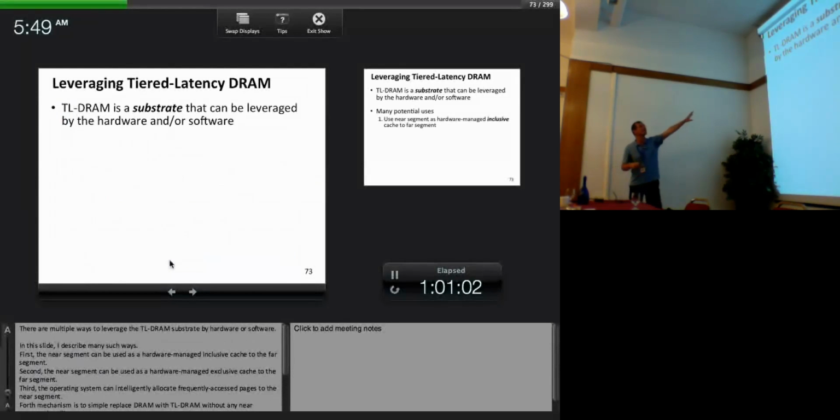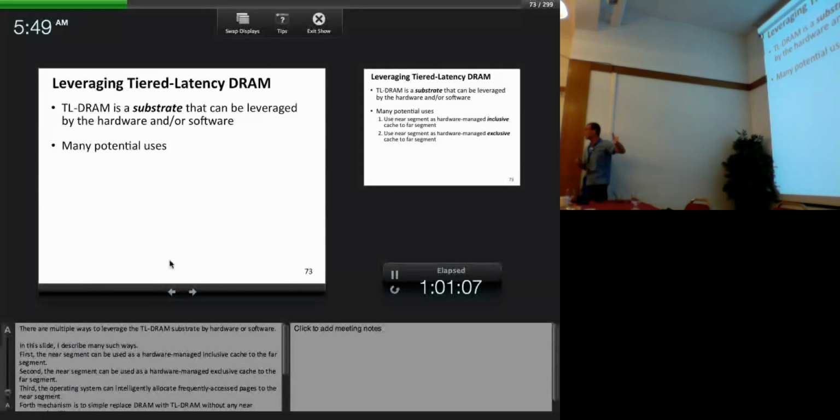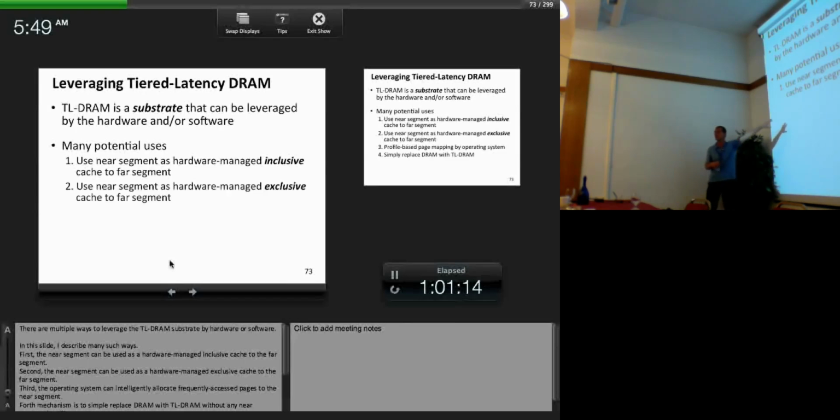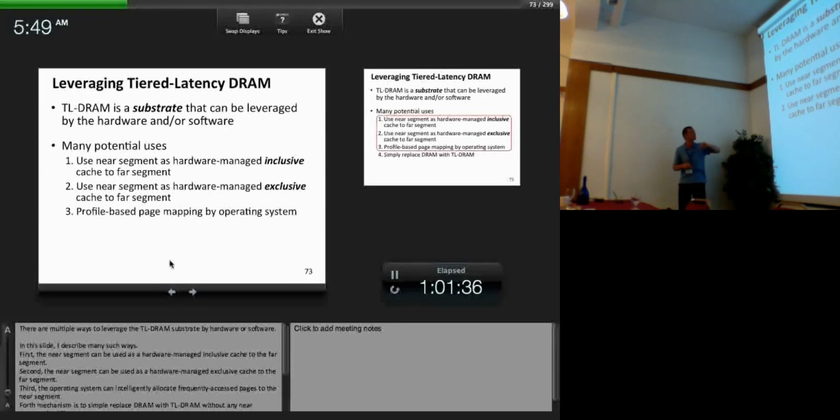So this is actually a substrate that can be leveraged by the hardware or the software. And there could be many potential uses. I'll discuss one potential use as cache. So you can use the near segment as hardware-managed inclusive cache. You can use the near segment as hardware-managed exclusive cache. Basically, near segment can be inclusive of what's in the far segment, or it could be exclusive. If it's inclusive, you're losing DRAM capacity, because you are replicating things in DRAM. If it's exclusive, you're not losing DRAM capacity, but you're adding complexity. And you can read the paper for this exclusive cache. You can get significant performance benefits that way.